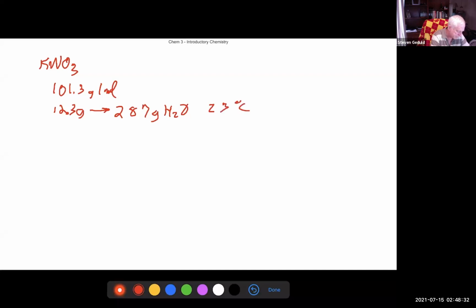The temperature of the resulting solution decreased to 20.8. So it went down to 20.8. Assume the resulting solution has the same specific heat as water. Neglect the heat loss to the surroundings. How much heat was released by the solution?